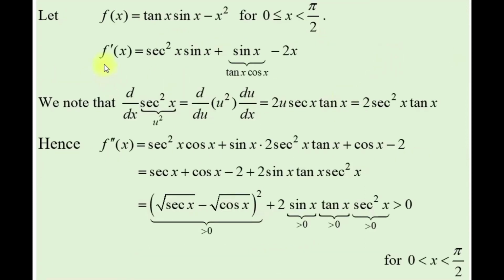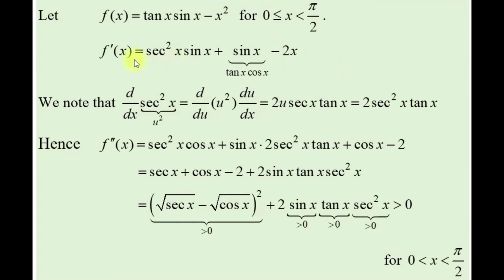Now we find that the derivative of f of x is sec square x sin x plus sin x. Why this step? We differentiate tan x sin x. The derivative of tan x is sec square x into sin x. Then we find the derivative of sin x. What is the derivative of sin x? Cos x. So tan x cos x, which gives sin x. And the derivative of x square is 2x, so we get minus 2x here.